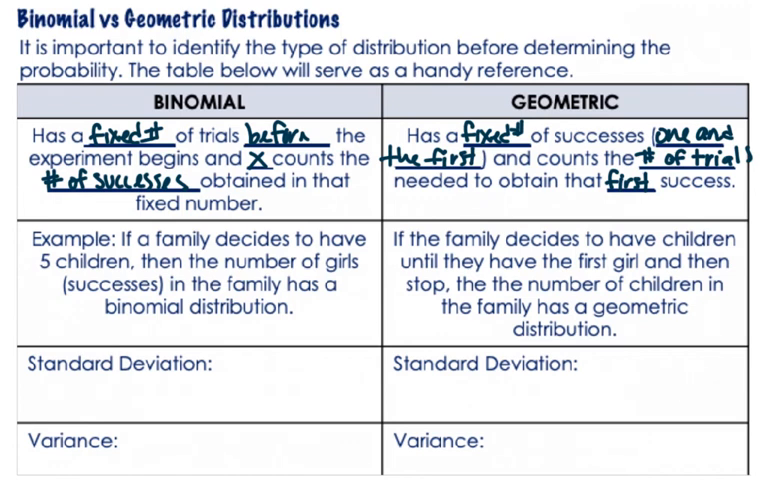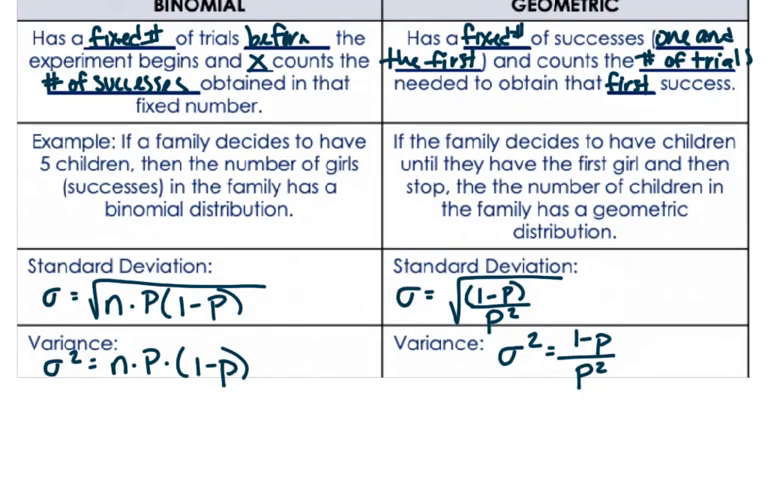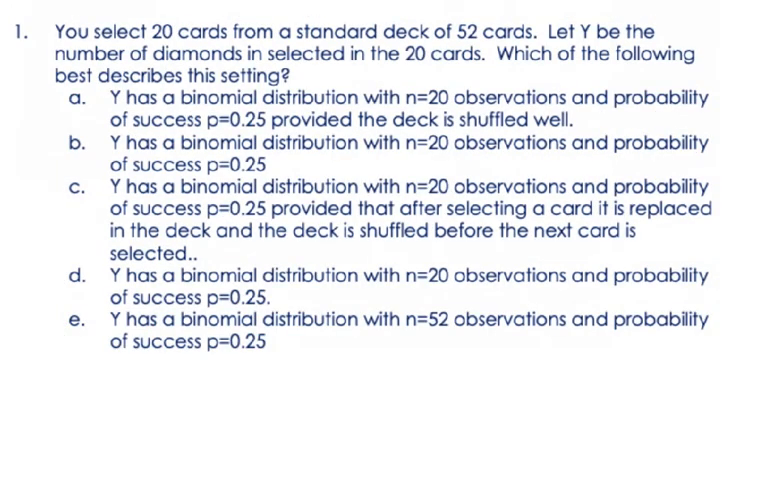Okay, and then I'm going to write out the formula differences so you can see those as well. Okay, so remember, standard deviation is represented by sigma. That's that little symbol. Variance is sigma squared. And those are your formulas for binomial and geometric. Pause the video if you need more time, but I'm going to keep moving on.